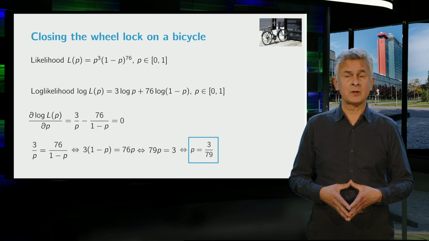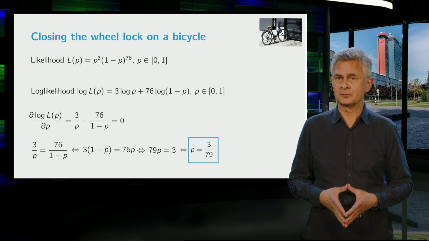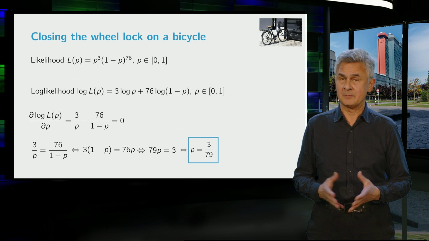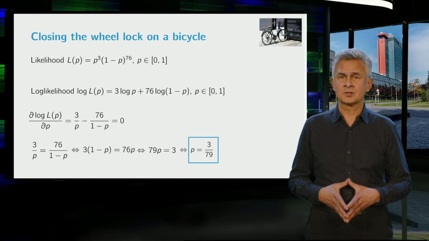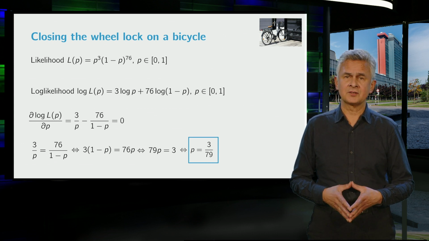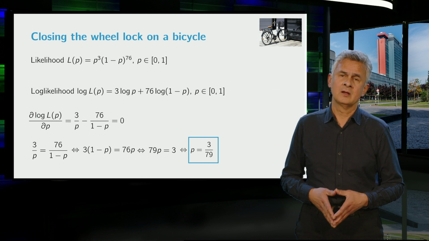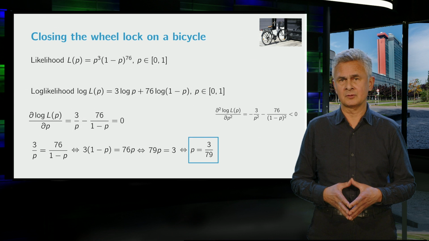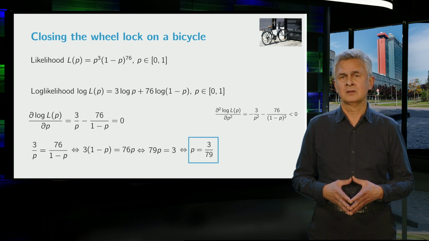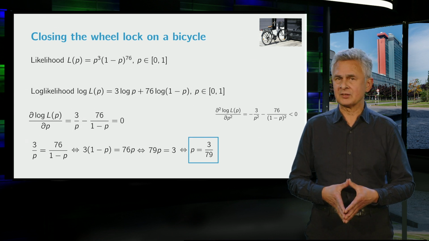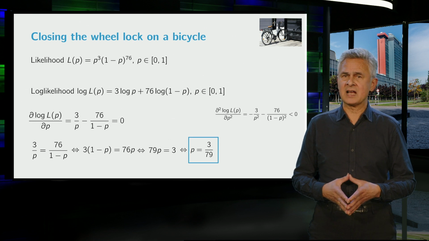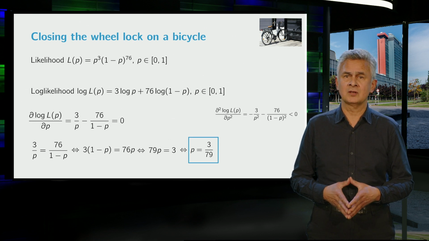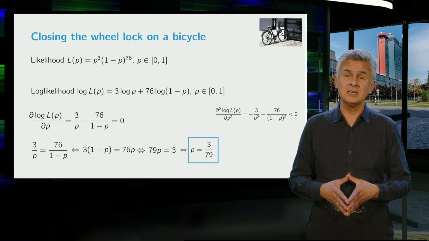At this point, we only know that this is an extremal point of the log likelihood. It might be a local minimum, so we still need to check whether this is a maximum. One way to do this is to determine the second derivative of log of L. This turns out to be strictly negative, and from basic calculus we learned that this means that 3 over 79 is indeed a maximum.